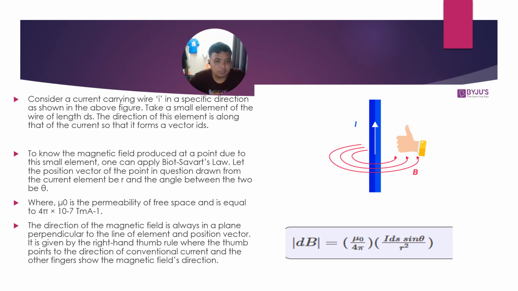The direction of the magnetic field is always in a plane perpendicular to the line element and its position vector. It is given by the right-hand thumb rule, where the thumb points in the direction of the conventional current and the other fingers show the magnetic field direction, just as the picture shows.